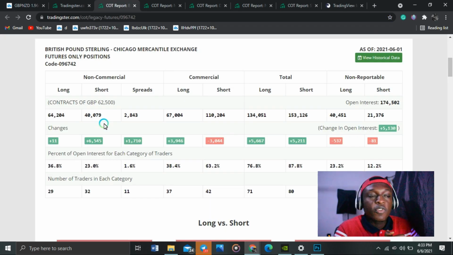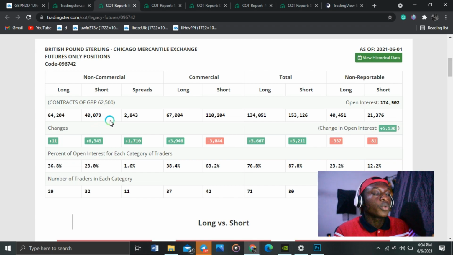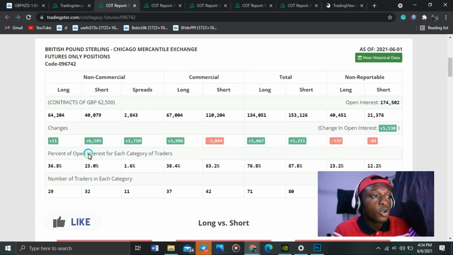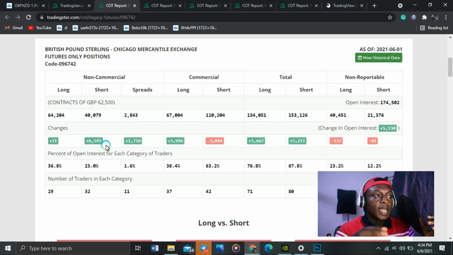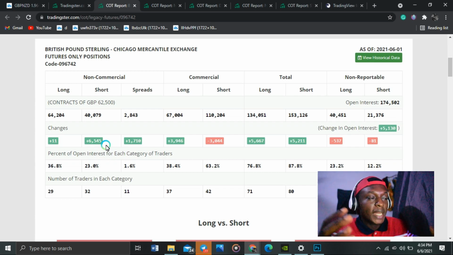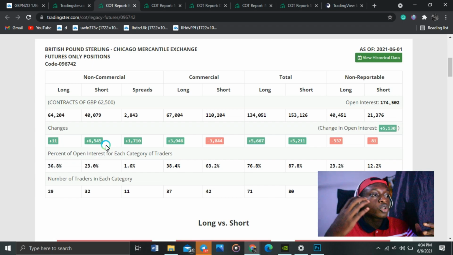So on the COT report for GBP, you can see we have 64,204 longs and 40,079 shorts. So clearly you can see there are more longs than shorts, and the reason for that is you can see that we added 11 longs and 6,545 shorts. So you can see that the momentum on GBP right now is not really clear. You can see they are adding shorts and they are also adding longs.